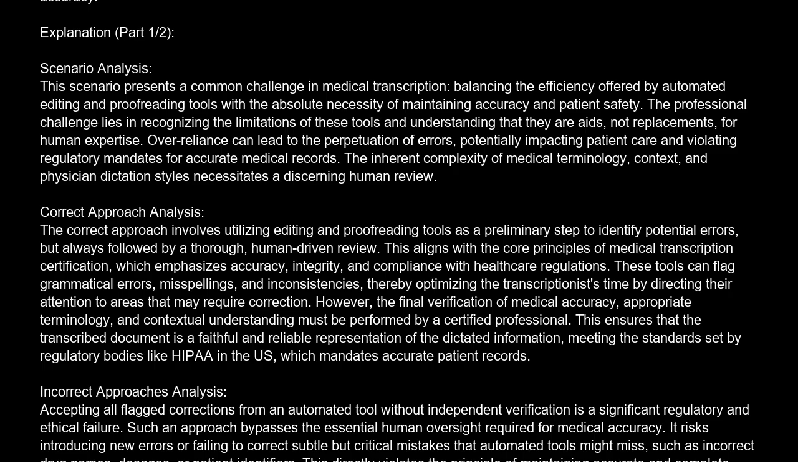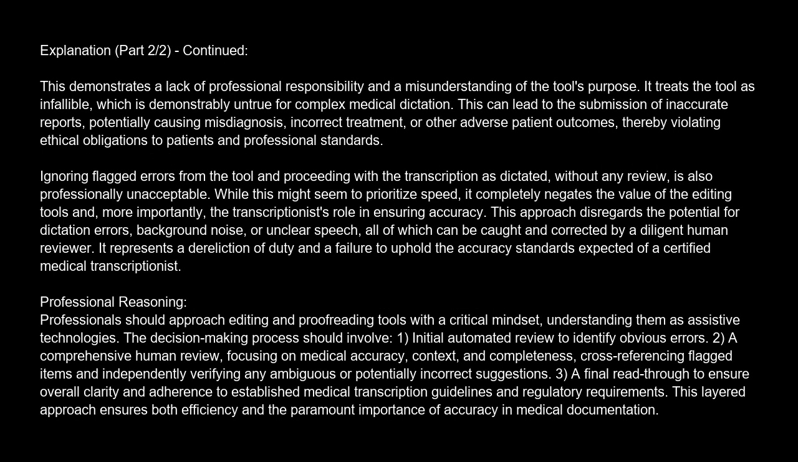Relying solely on the automated tool's output and skipping the human proofreading stage is another critical failure. This demonstrates a lack of professional responsibility and a misunderstanding of the tool's purpose. It treats the tool as infallible, which is demonstrably untrue for complex medical dictation. This can lead to the submission of inaccurate reports, potentially causing misdiagnosis, incorrect treatment, or other adverse patient outcomes, thereby violating ethical obligations to patients and professional standards.